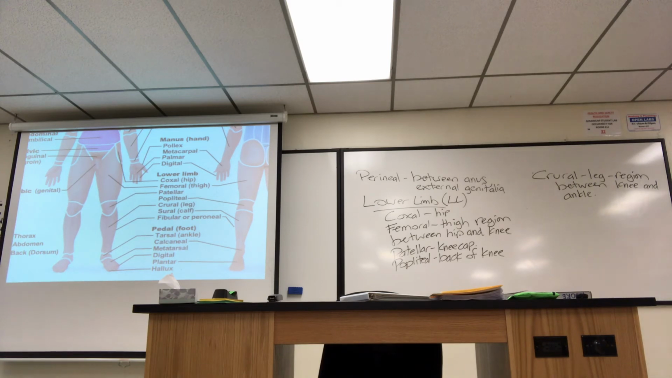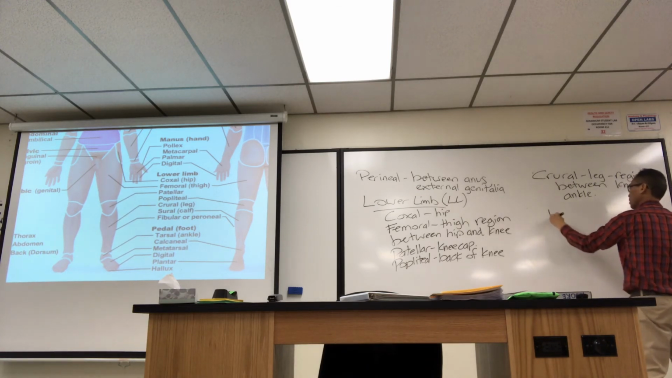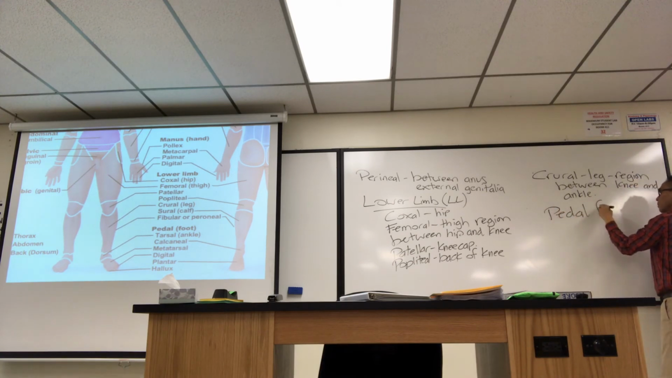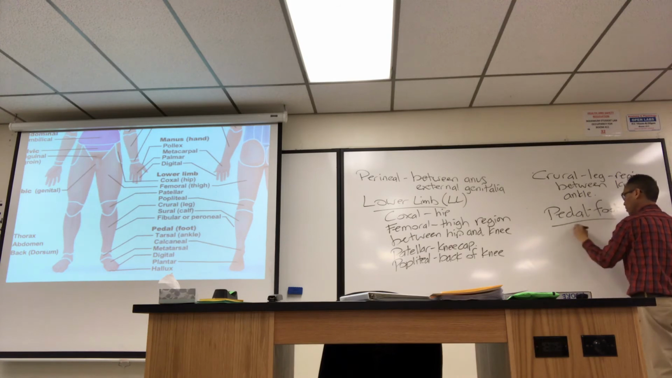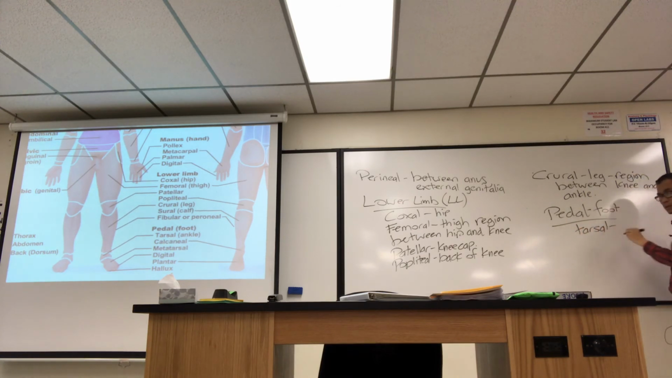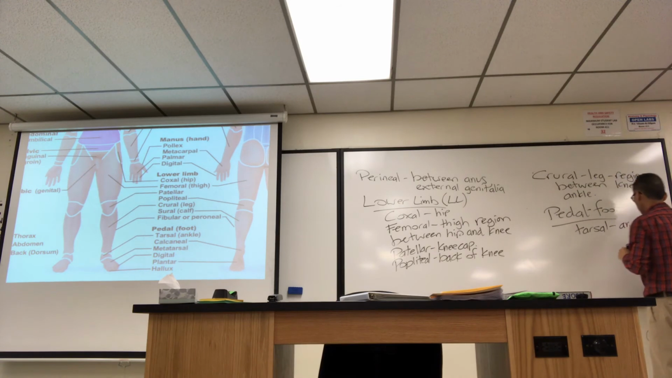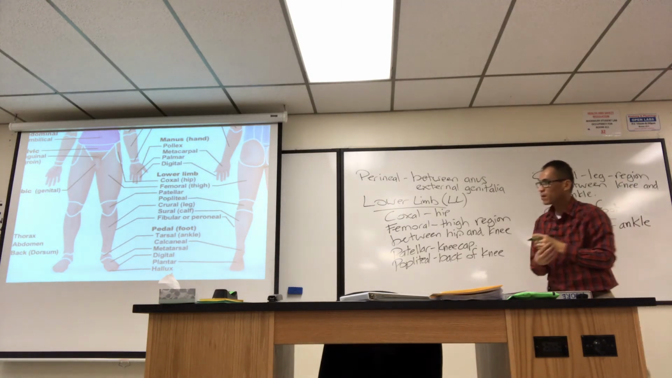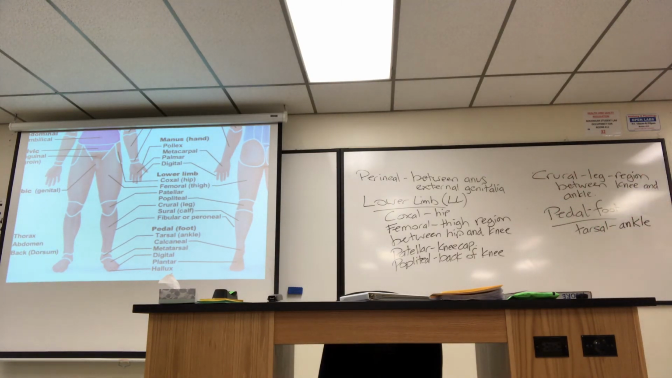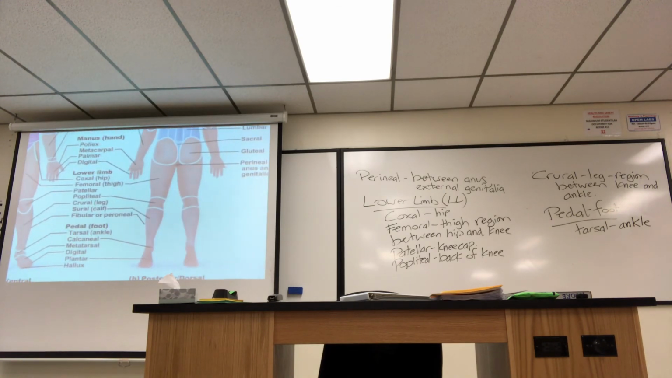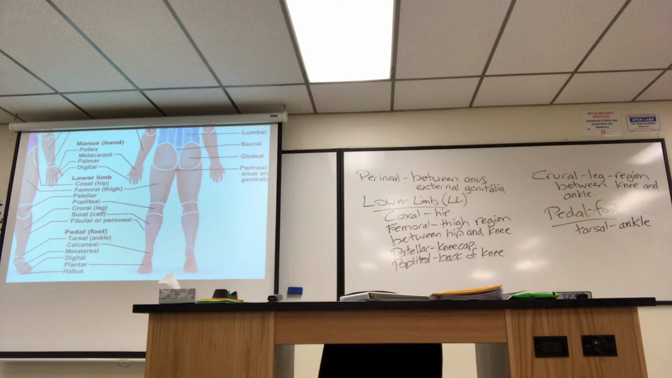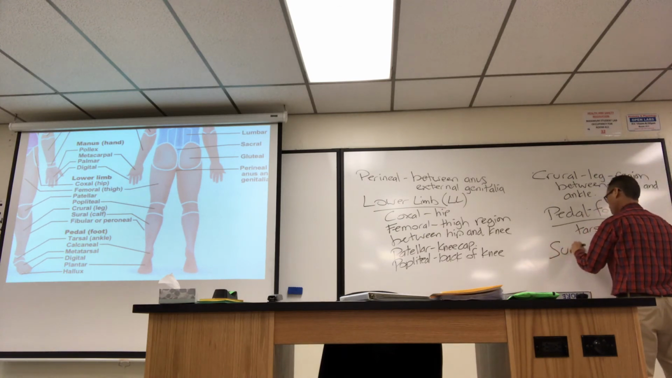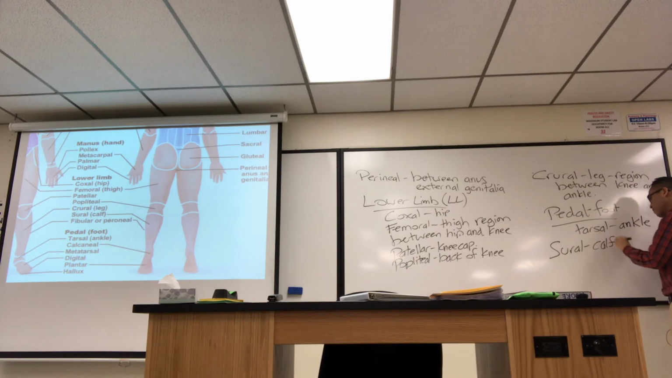So the word for ankle in anatomy is tarsal region. You can put it under foot or pedal region. Pedal is foot in anatomy, and under that put tarsal region, ankle. If you look at the back of the leg, it is called the sural region. Sural means calf, the back of your leg.